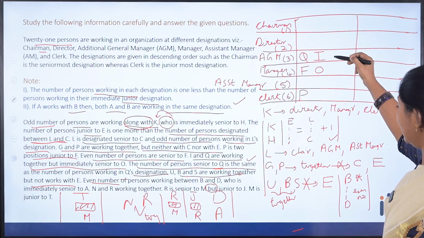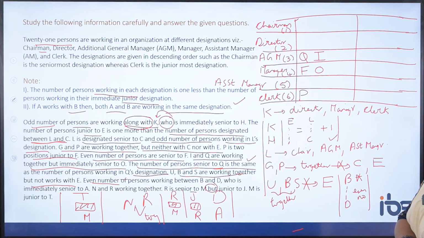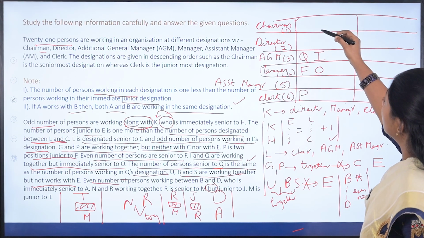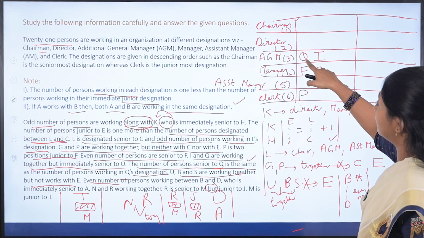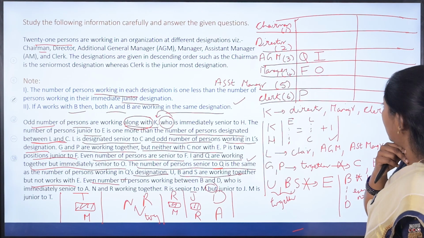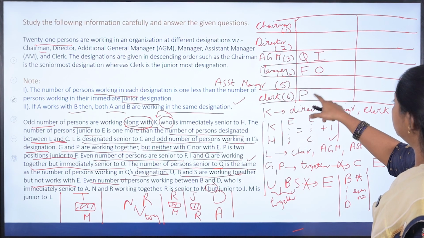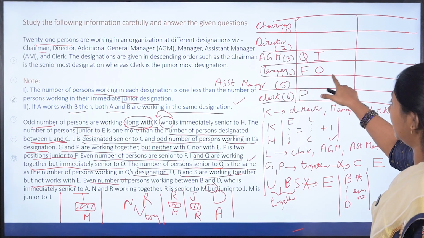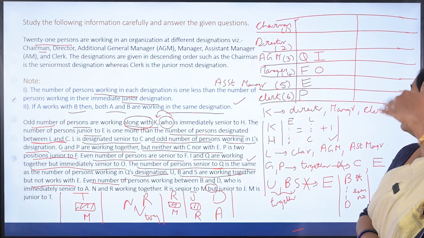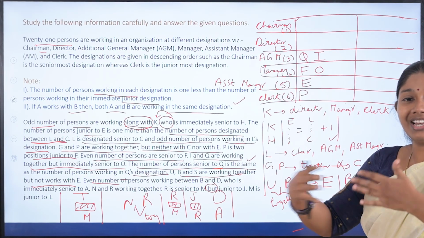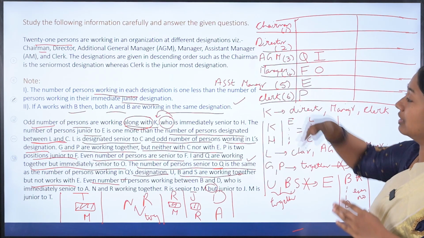So let me fix E here. If E is here, how many persons are junior? 10, 15. So 15. If L is here, C is here, then 9, 9 plus 3, 12, 12 plus 3, 15. Chances are there, but you need 16, so we are not getting it. These are just possibilities, we are checking. It's like a game. You have to check in which place this person is designated.